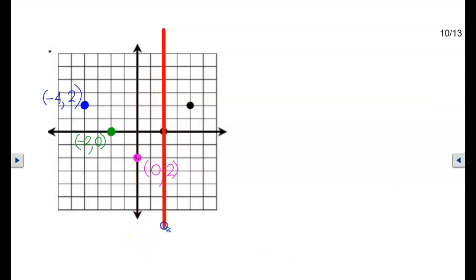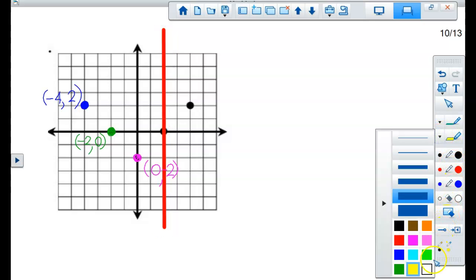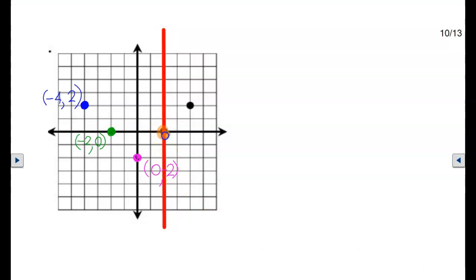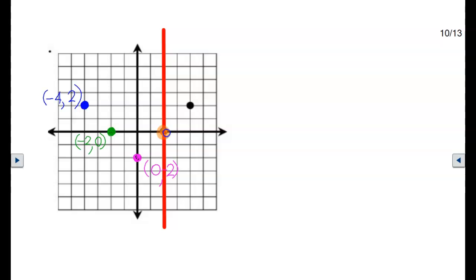All right, move over to here. How many of the dots is that vertical line touching? Well, that vertical line is only touching one dot right there. Ordered pair for that. On the x-axis, we go in the positive direction 2 spaces. On the y-axis, we don't move, so 2, 0.